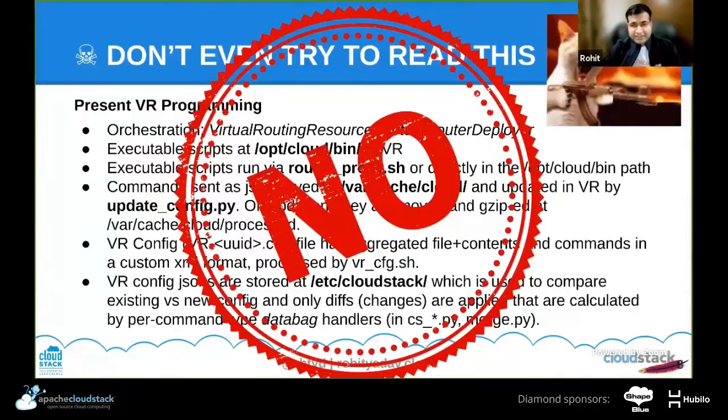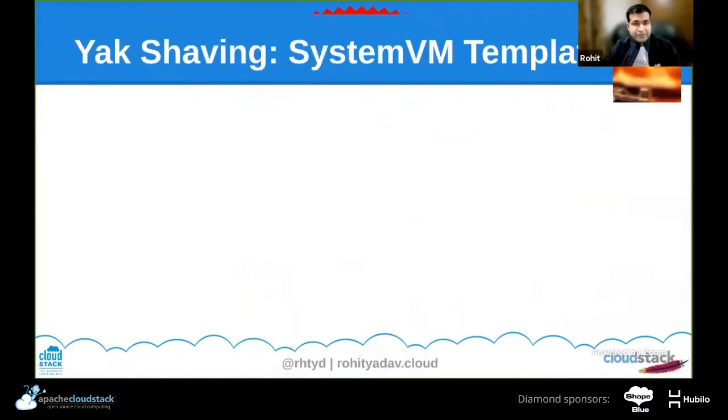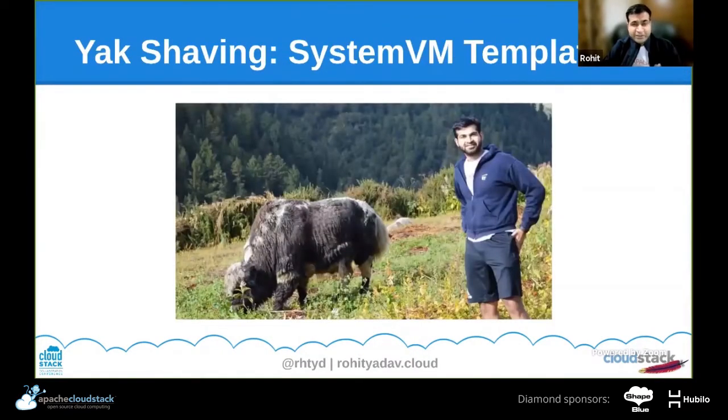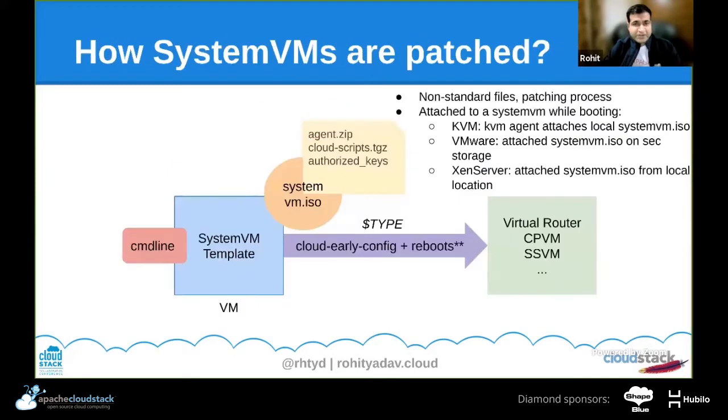So the purpose of this slide is just to show that this is how we program virtual router, and this is not acceptable. So we have to start with yak shaving the system VM template. So let's do that first.